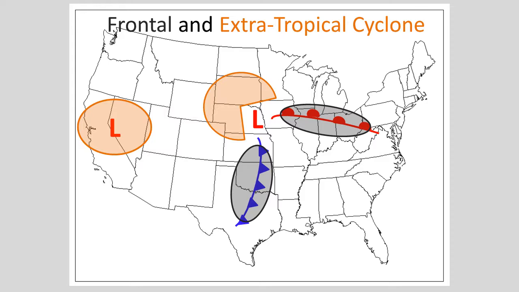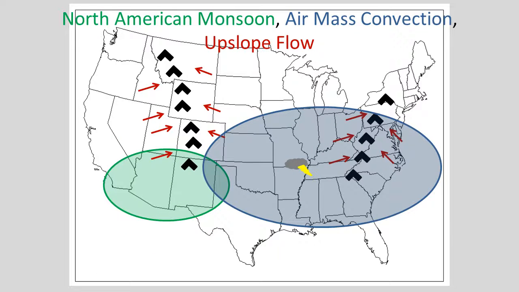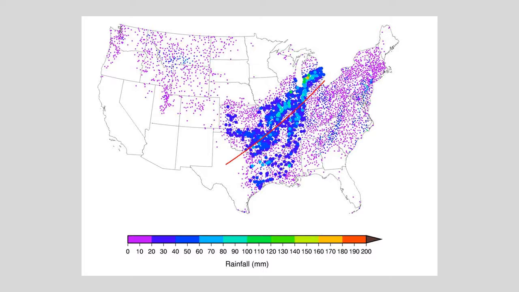The next type was the tropical cyclone, hurricane, along coastal areas and contract inland as well. And we had the mesoscale convective system, which frequently happens in the central U.S. during the summer months. We had the North American monsoon, which occurs in the southwest in the summer months. Air mass convection, which is caused by isolated heavy thunderstorms. And also upslope events, air moving up the mountains.